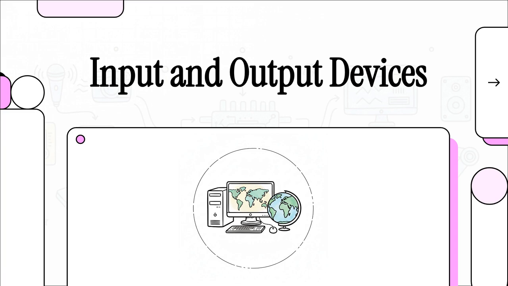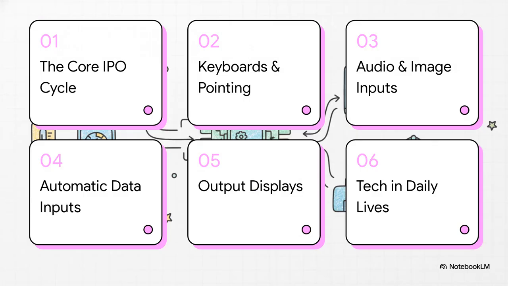Let's look at the roadmap. Okay, let's dive into this. Here is how we're breaking it down today. First up, we'll look at the core IPO cycle. Then we'll cover touch, specifically keyboards and mice. After that, we'll get into sight and sound inputs, followed by automatic data and sensors. Then we'll flip things around with output displays and wrap it all up with tech in our daily lives.